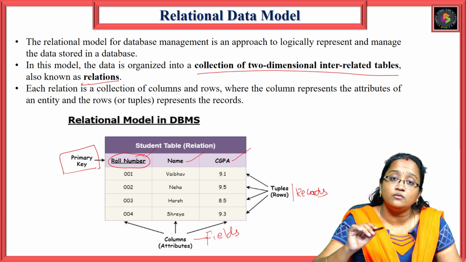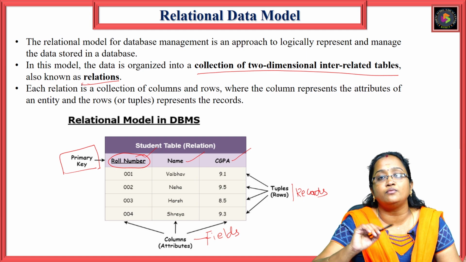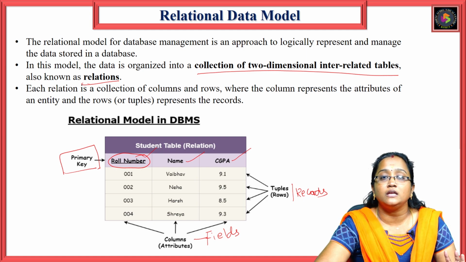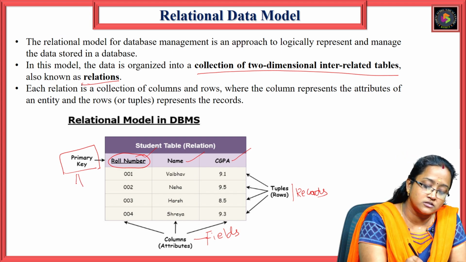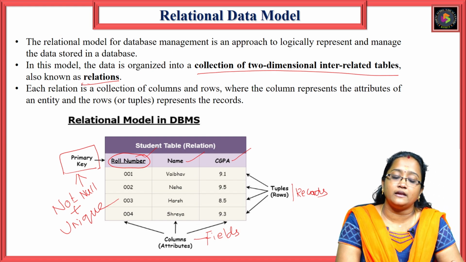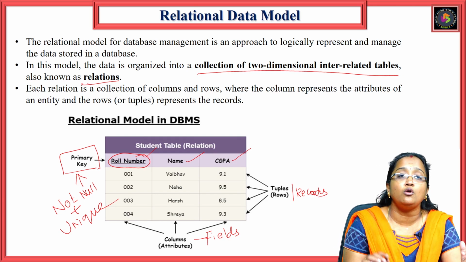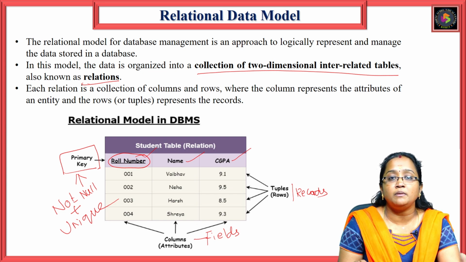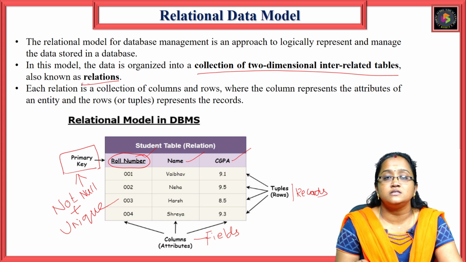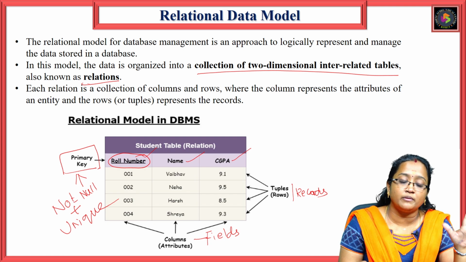The attribute we define as primary key is mainly used to find the tuple uniquely. Uniquely means it should not have any null values. The main thing about a primary key is not null plus unique. This is the main criteria for considering a primary key. It should not have null values and it should be unique, meaning there should be no duplication. When the attribute is defined like that, so that the tuple is unique and not null, then that attribute is called the primary key attribute.